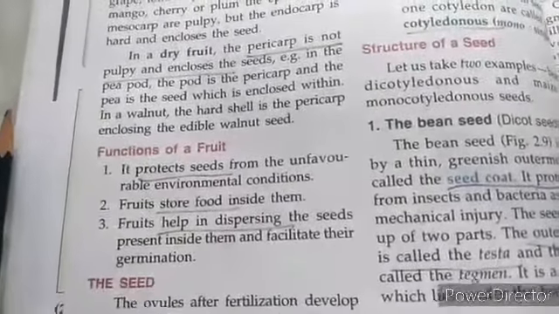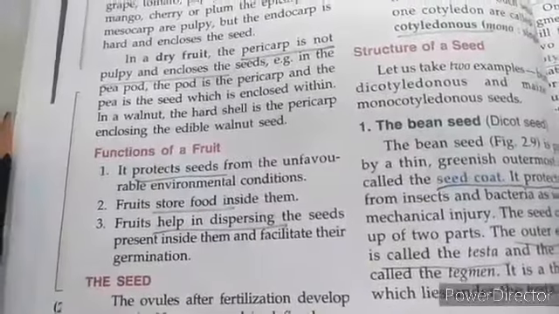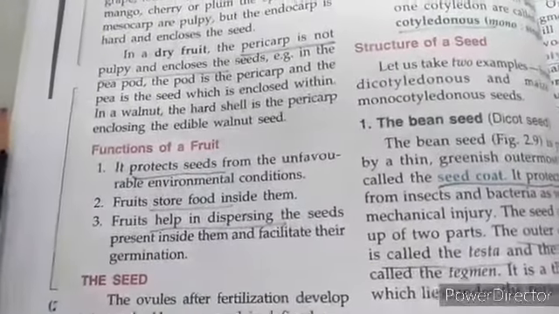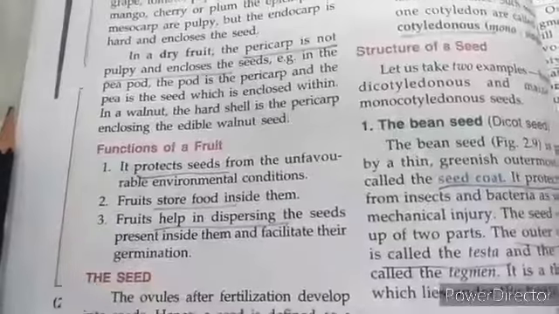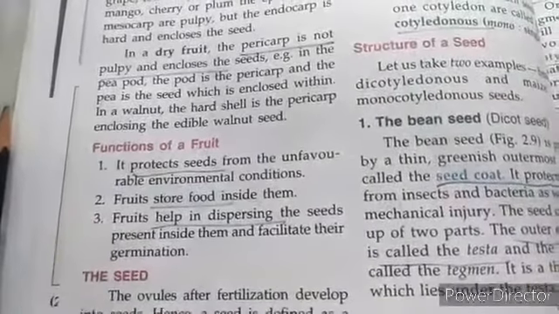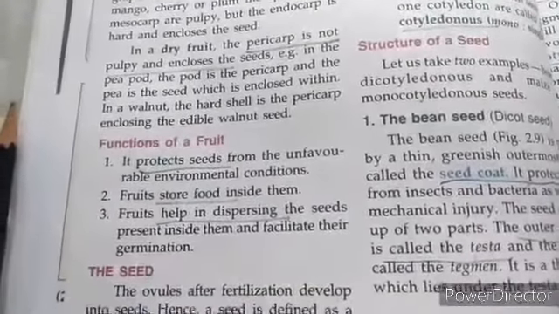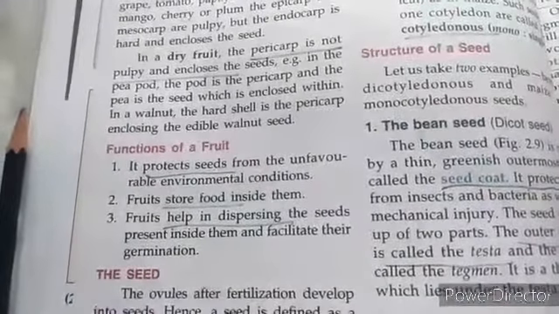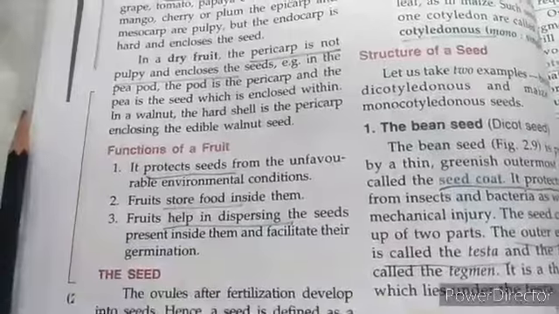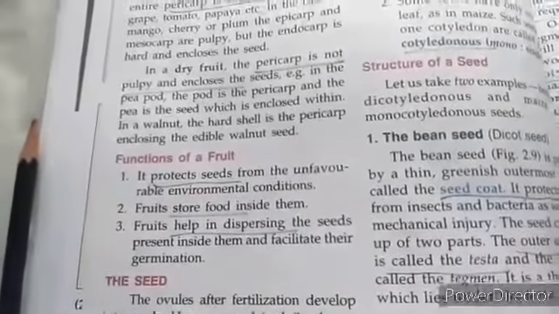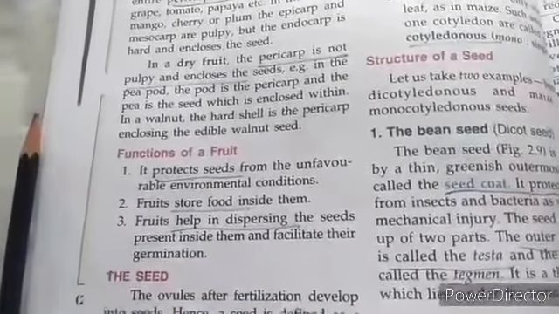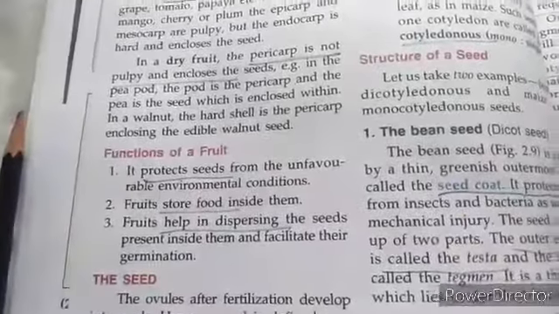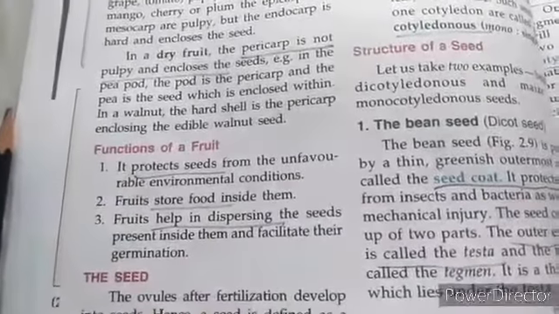Therefore, it is very important that the seeds are dispersed, or spread far from the parent plant, so that where they fall and germinate, a new plant comes up at a distance from the parent plant, and there will be no competition for nutrients and sunlight, and there will be a good chance of survival and healthy growth of the plant. So the fruit helps in the dispersal.